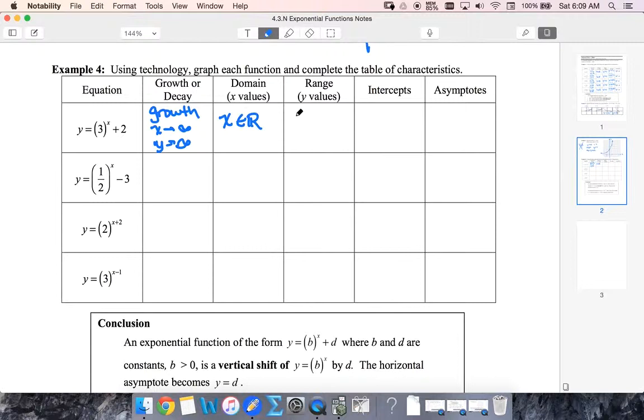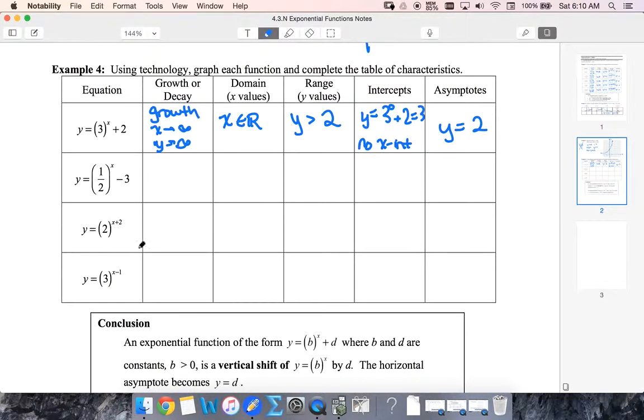My range, though, this time is that my y values are going to be greater than 2. So think about this. 3 to a power, no matter what I raise that power to, it's never going to become negative and it's never going to be 0. So all the values are going to be just above 2 or way above 2. My y-intercept, 3 to the 0 is 1 plus 2 is equal to 3. My x-intercept, again, there's none. My asymptote, y equals 2.